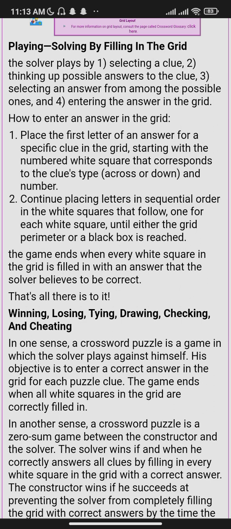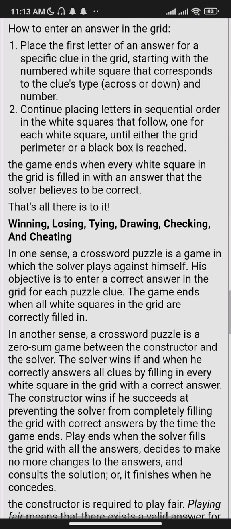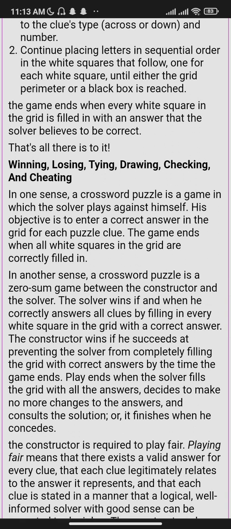The game ends when every white square in the grid is filled in with an answer that the solver believes to be correct. In one sense, a crossword puzzle is a game in which the solver plays against himself. His objective is to enter a correct answer in the grid for each puzzle clue. The game ends when all the white squares in the grid are correctly filled in.